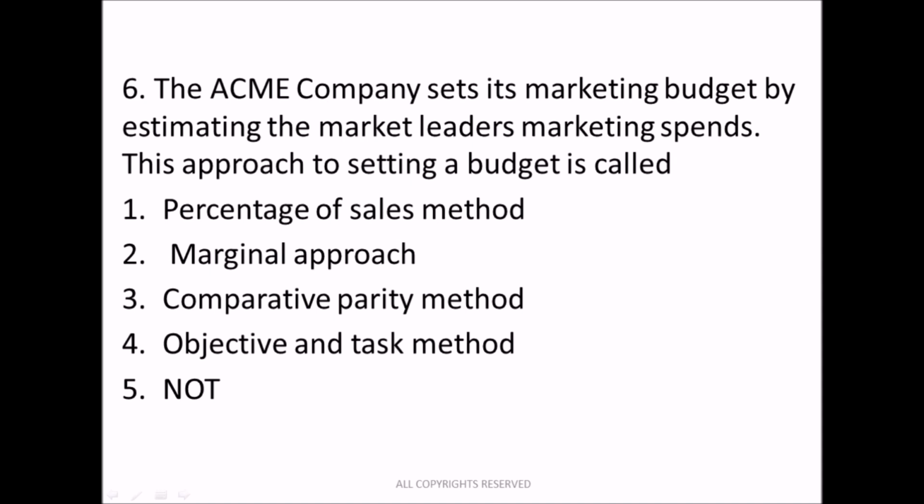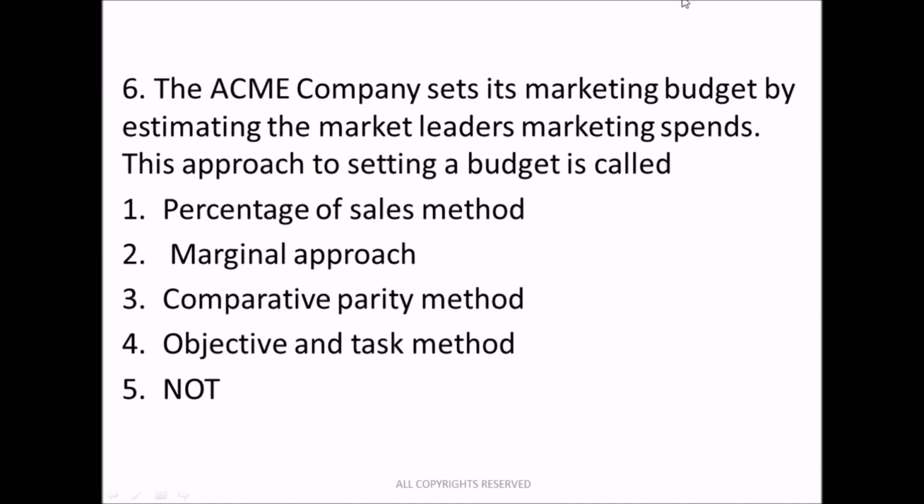The ACME Company sets its marketing budget by estimating the market leaders' marketing spends. This approach to setting a budget is called: percentage of sales method, marginal approach method, comparative parity method, objective and task method.